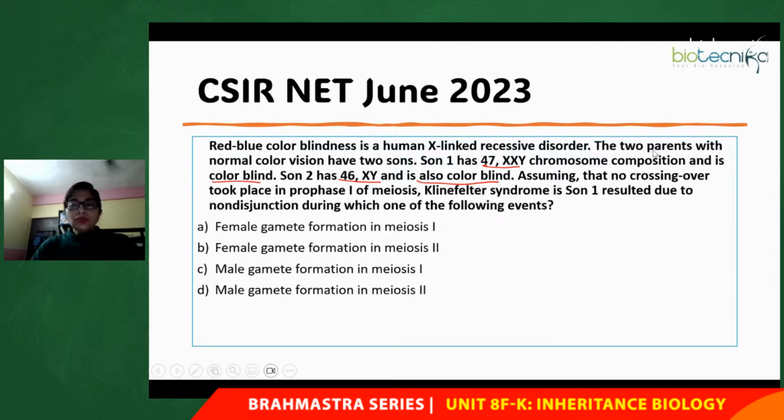Okay, so the two parents with normal color vision have two sons. So both the parents have normal color vision. Now both the sons, as you see, are colorblind. Okay, now color blindness is also mentioned to be an X-linked recessive disorder. Now this color blindness is such a popular disorder that you should know also that it is X-linked recessive. Now if it is X-linked recessive, what is the inheritance pattern of X chromosome? It will show a crisscross pattern of inheritance, right?